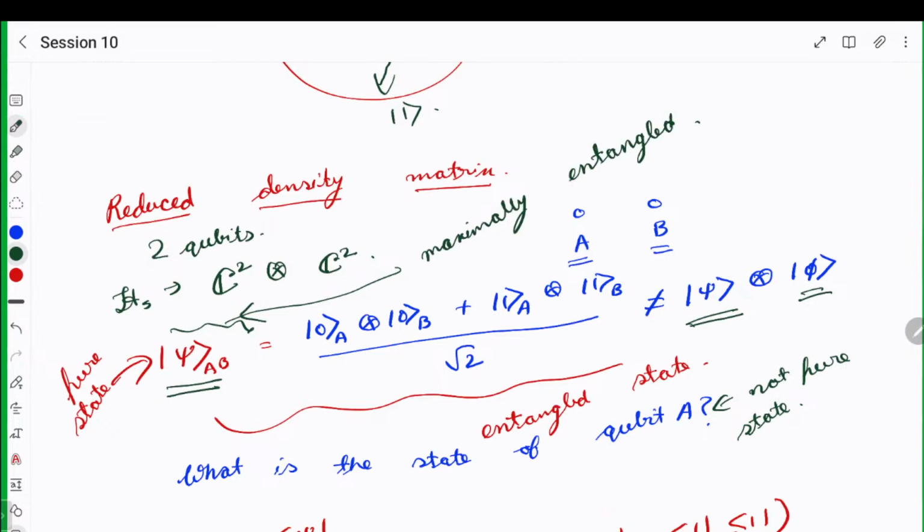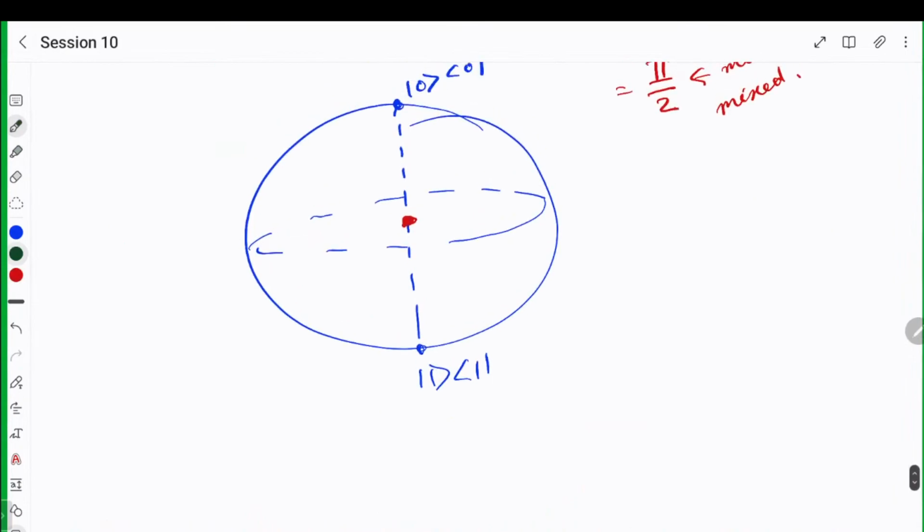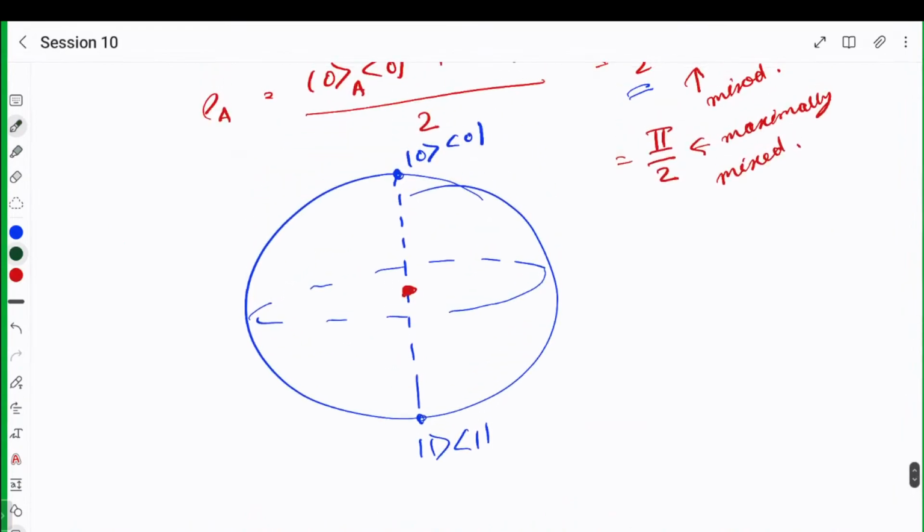All right. So any questions about this entire thing? Is this clear?